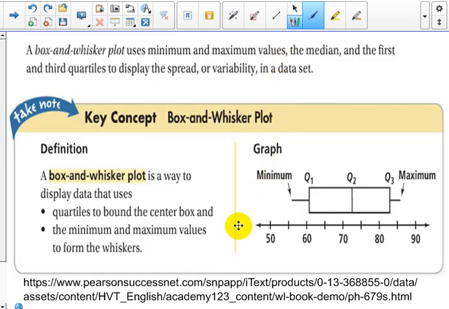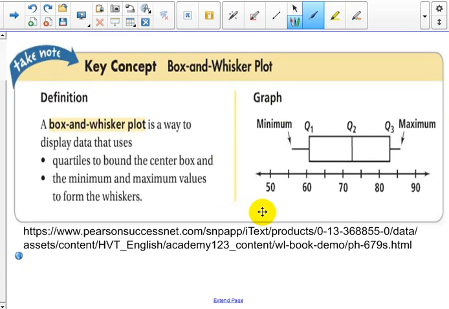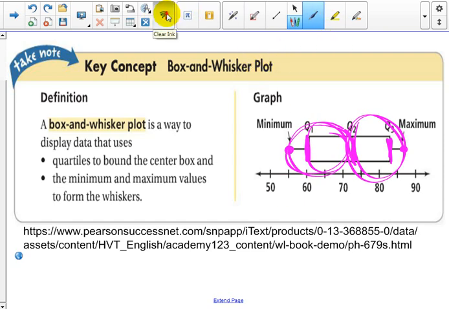So let's look. Here is what it looks like. When you divide it in half, you're going to have your second quarter, right? Your least value is called your minimum, and your greatest value is your maximum. Then you take the halfway point of this side, and that's your first quarter, and take your halfway point on this side, and that's your third quarter. Second quarter is the midpoint. So that's what this looks like.